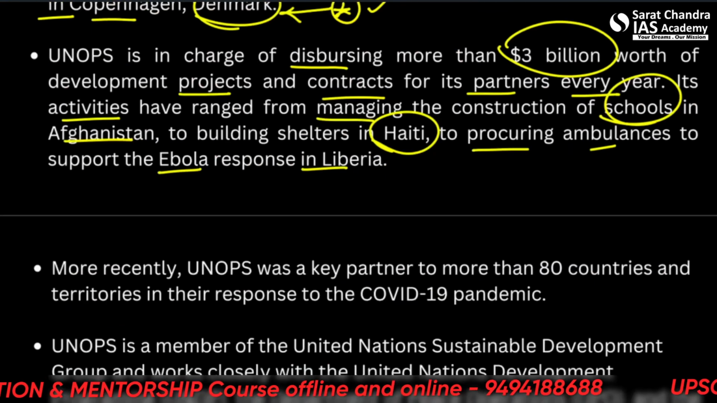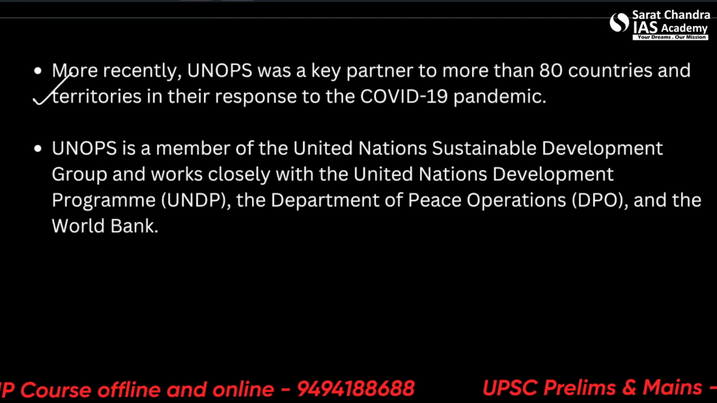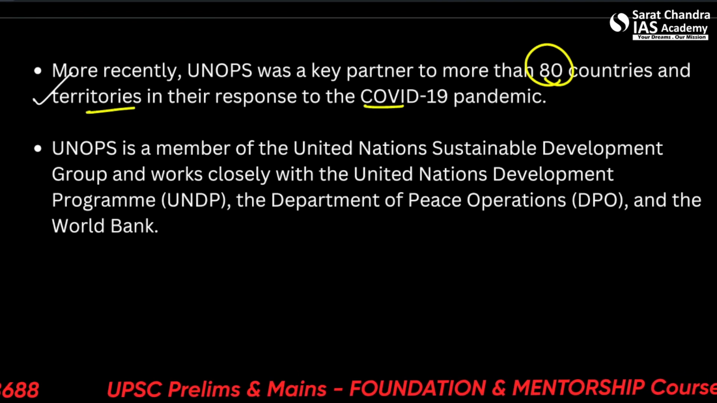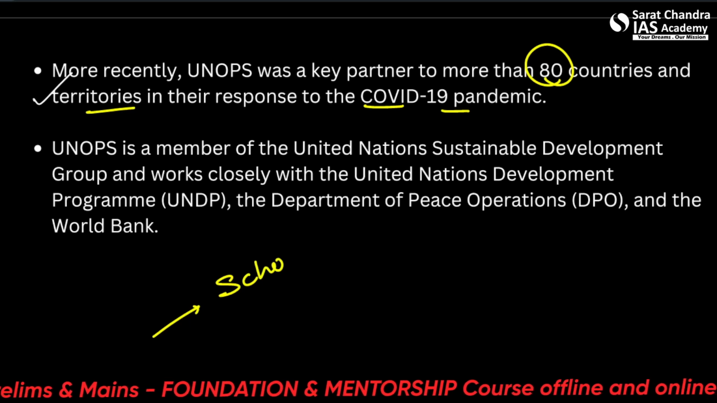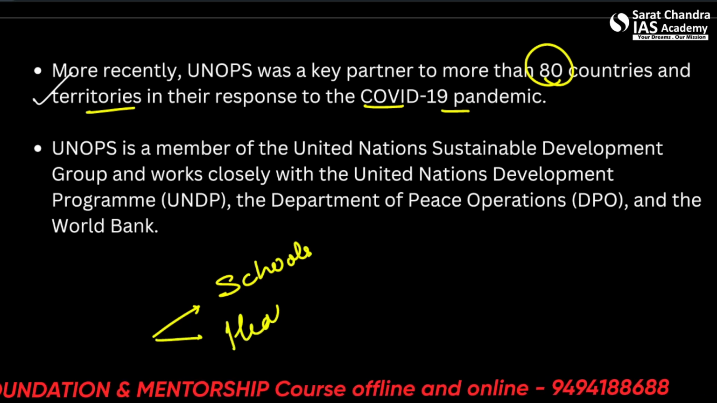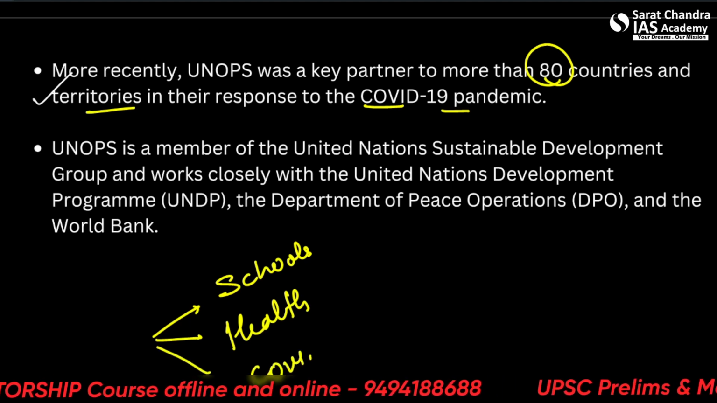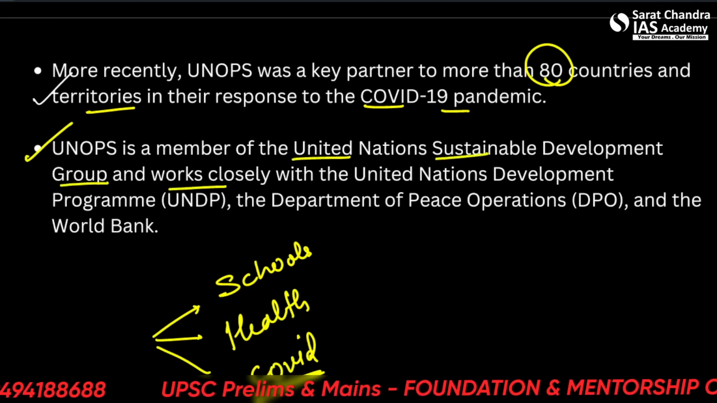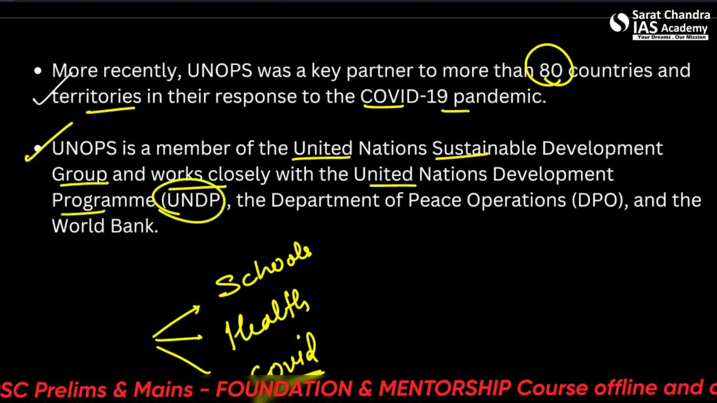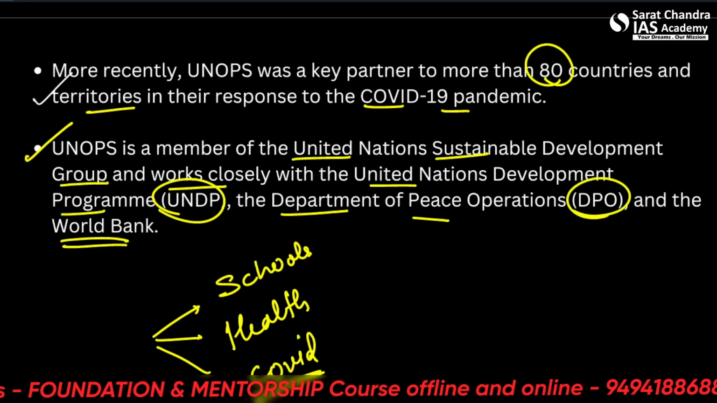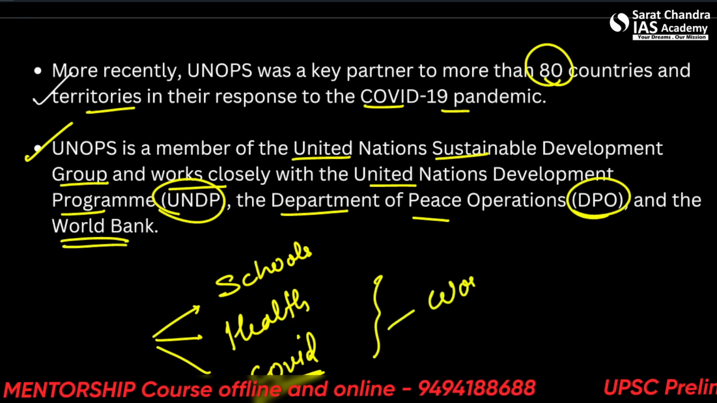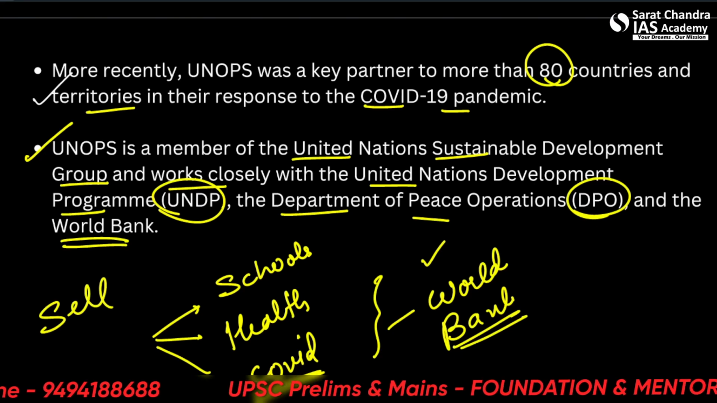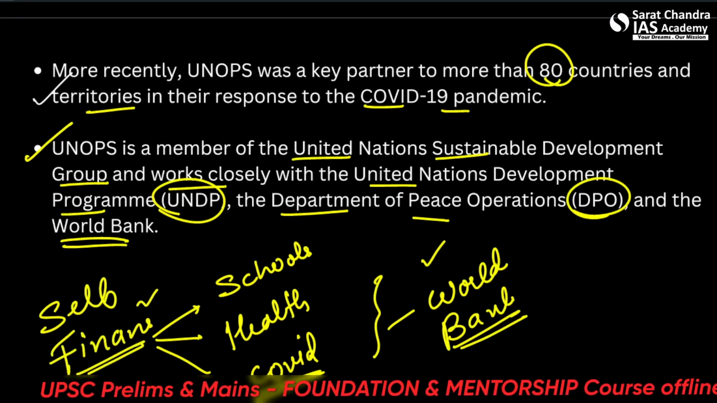All right, so it's related to education and health. We can see this here. More recently, UNOPS was a key partner to more than 80 countries and territories in their response to the COVID-19 pandemic. So it has built schools, then worked in health crises, Ebola response, etc., as well as COVID. UNOPS is a member of the United Nations Sustainable Development Group and works closely with the United Nations Development Programme UNDP, the Department of Peace Operations DPO, and the World Bank. So it works in association with the World Bank, but still it is self-financing. So please remember this detail.